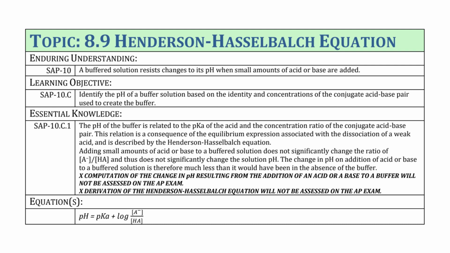So the objective is to be able to identify the pH of a buffer solution based on the identity and concentrations of the conjugate acid-base pair used to create the buffer. This is just an extension of 8.8 buffers, and you will actually see a very similar problem that continues onto this lecture.